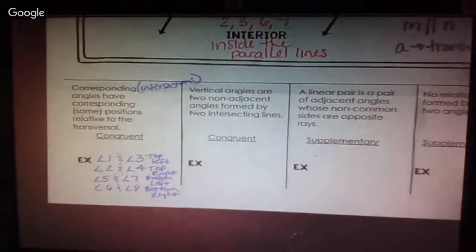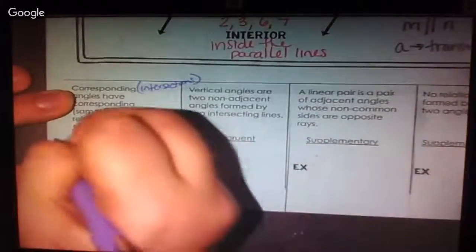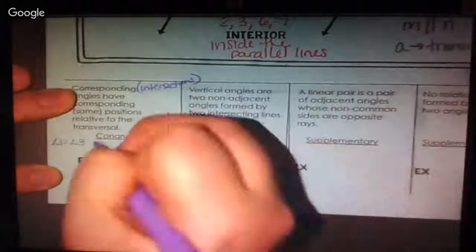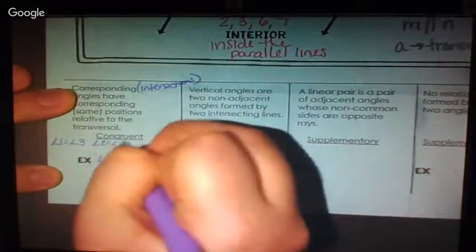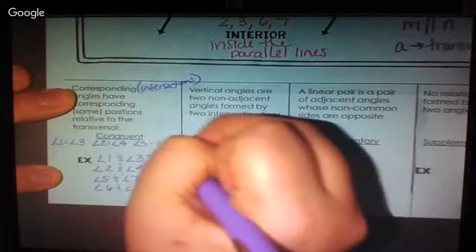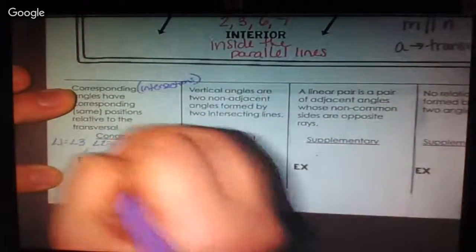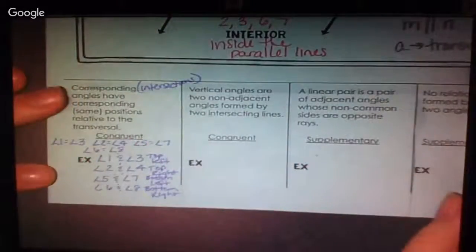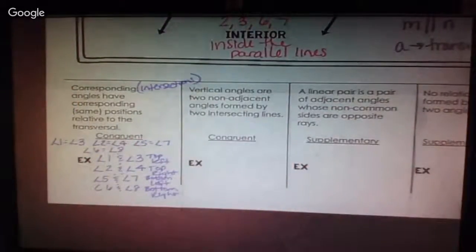Okay, these are also congruent. So that means angle 1 equals angle 3. Angle 2 equals angle 4. Angle 5 equals angle 7. And angle 6 equals angle 8. Okay, they're all congruent.